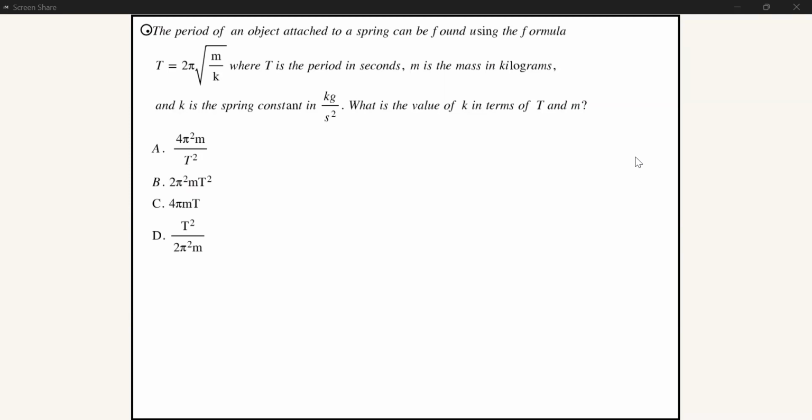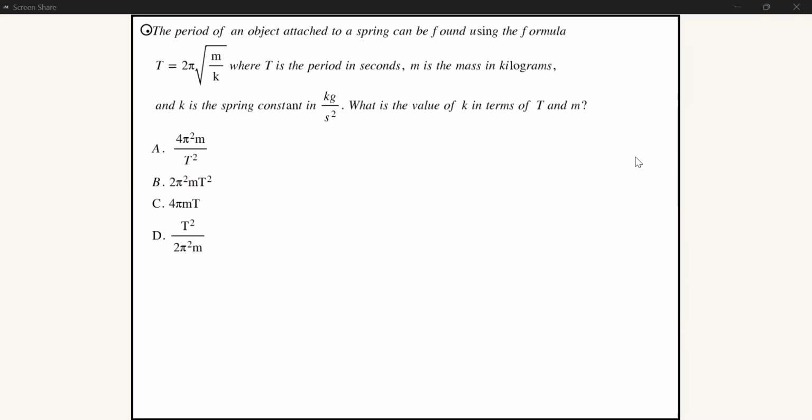The period of an object attached to a spring can be found using the formula T equals 2 pi root m over k, where T is the period in seconds, m is the mass in kilograms, and k is the spring constant in kilograms per second squared. What is the value of k in terms of T and m?